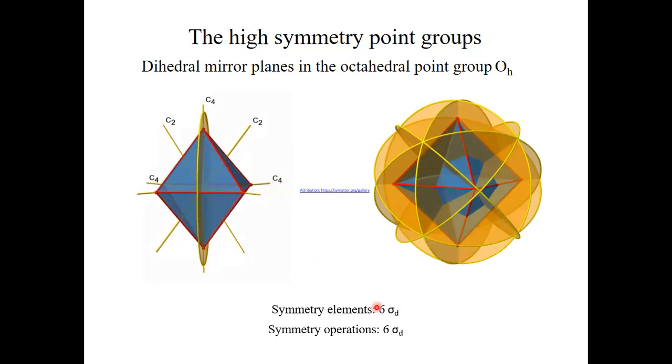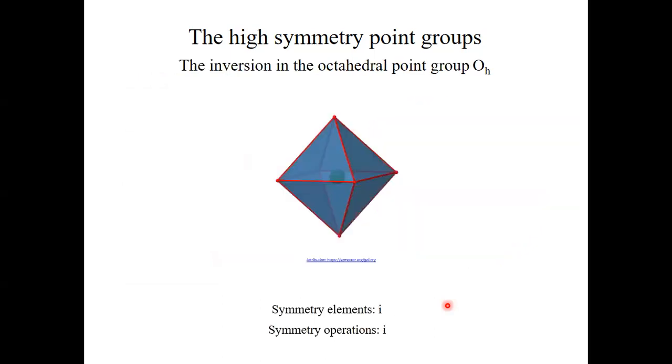So now, since we have 6 vertical mirror planes, we also have 6 operations associated, because again, we always have only one reflection operation per mirror plane to consider. This is always the case when we have a mirror plane. All right, so what other symmetry elements do we have in the point group Oh?